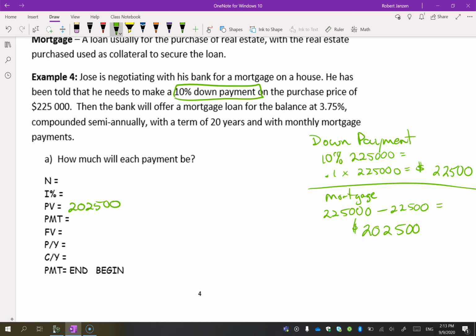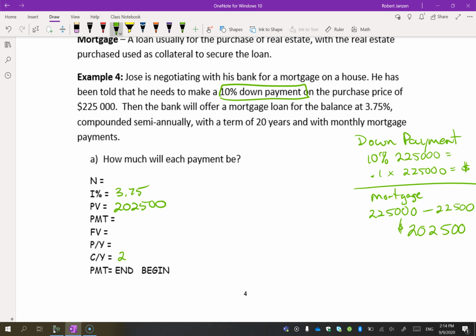Okay. So what else do we know? The bank will offer the mortgage loan for 3.75 compounded semi-annually. By the way, for mortgages, it's almost always that. In fact, I can't think of when it isn't. It's always going to be 2. Okay. Then the bank will offer a mortgage with a term of 20 years and with monthly mortgage payments. So we're doing monthly payments for 20 years. And we want to end up with 0, paying off the house.